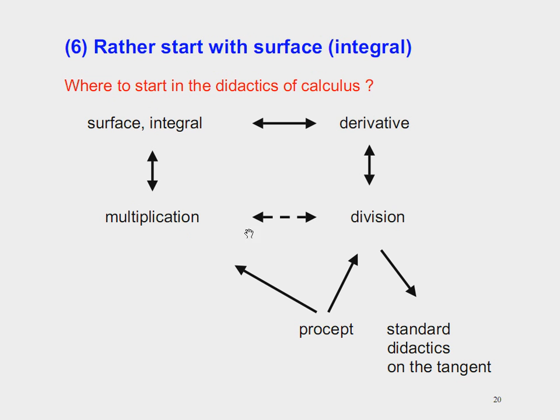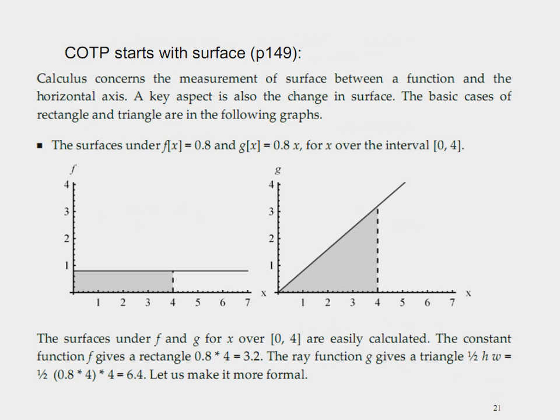Also, it's related to division by means of the precept of the dynamic division. So when we start with surfaces and via multiplication come to division, then we can find the derivative, and once we have it, then we can start to explain tangents, which is the other way around: not using tangents to explain the derivative, but helping derivatives to understand tangents. My book, Conquest of the Plane, thus starts with the surface.